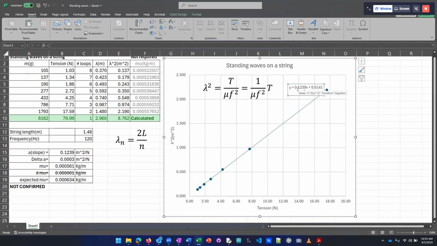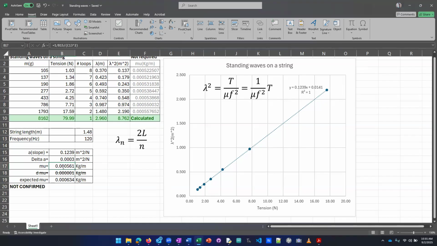All right. So what do we do next once we have this fit? Well, we take this slope, right? 0.1239. That is supposed to be the 1 over mu and f squared, right? And we can calculate back the mu. So let's show the mu calculation now. Okay. So 1 over B15, which is the slope, right? 0.1239, and then over C13 squared, which is the frequency, 120 hertz.